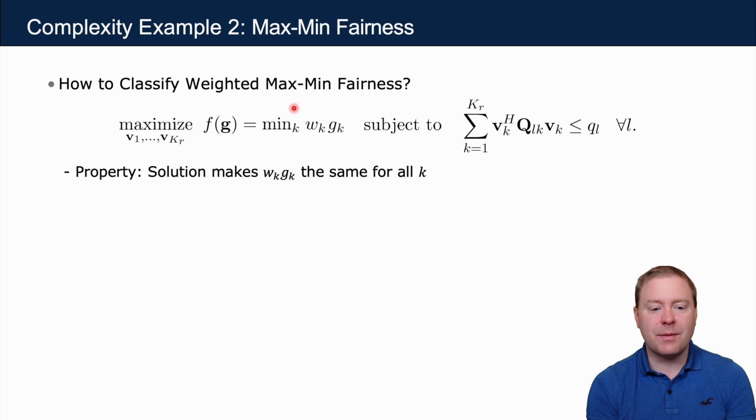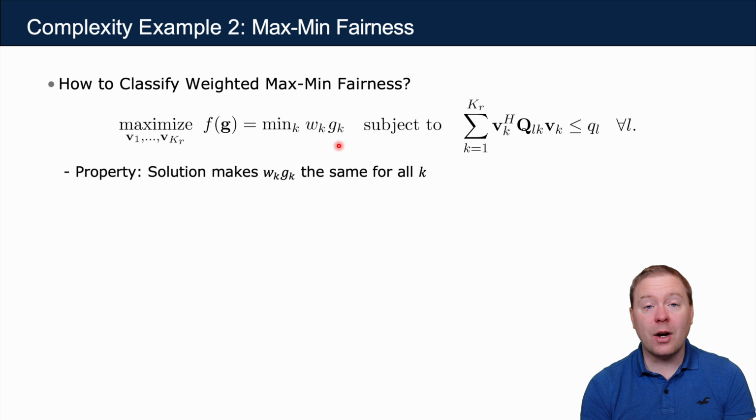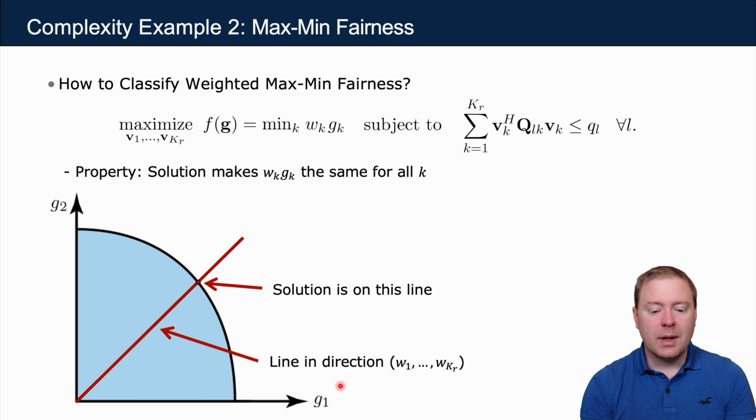And we would like to classify this problem where we maximize the minimum of the performance of every user with some weights, w_k, which are fixed, and we should select our beamforming vectors subject to our power constraints. Since we are maximizing the minimum of w_k g_k, then there is no reason for a user to have a larger value than the other ones, meaning that w_k g_k will be the same for all of the users at the optimal location.